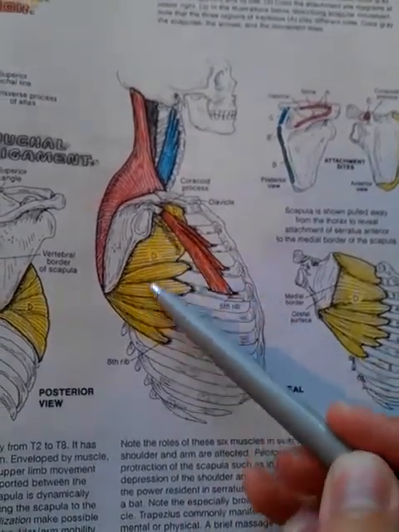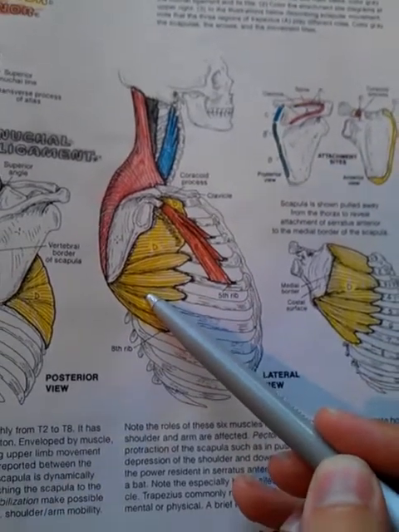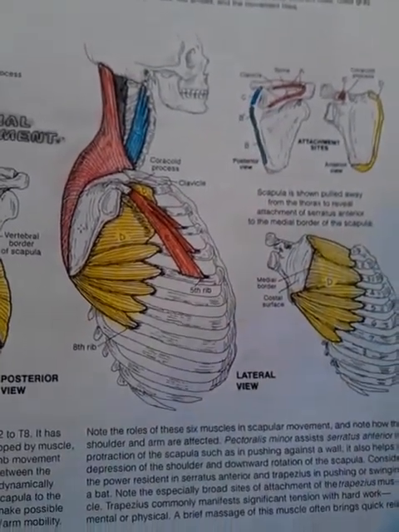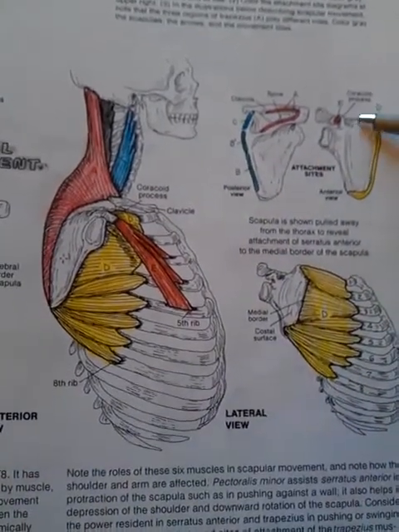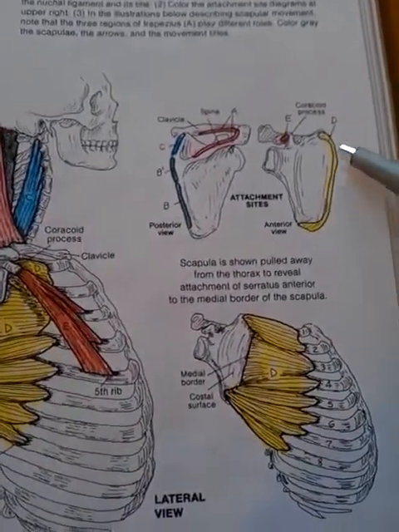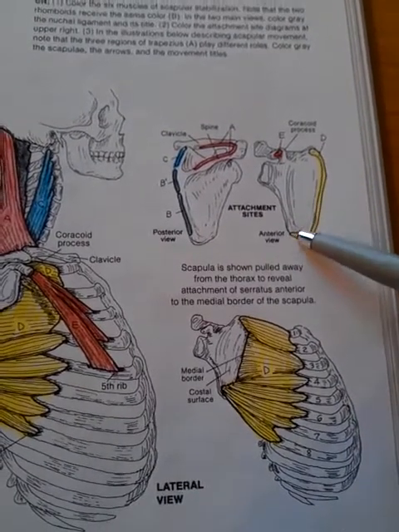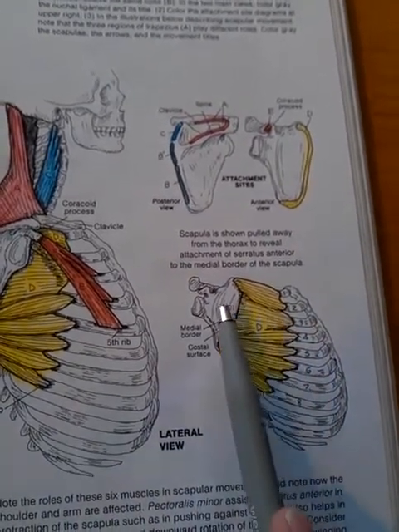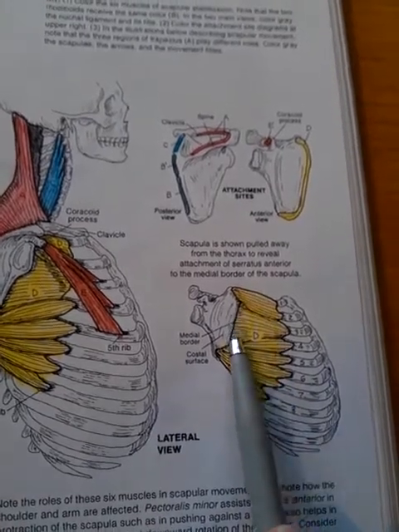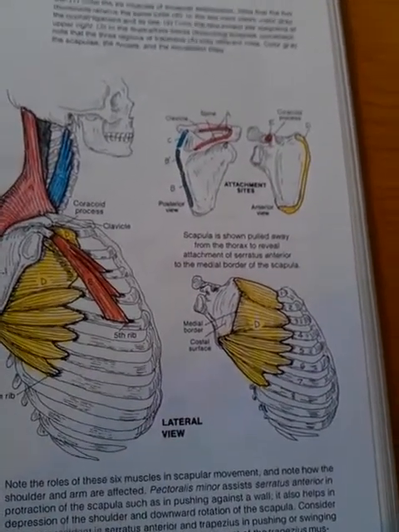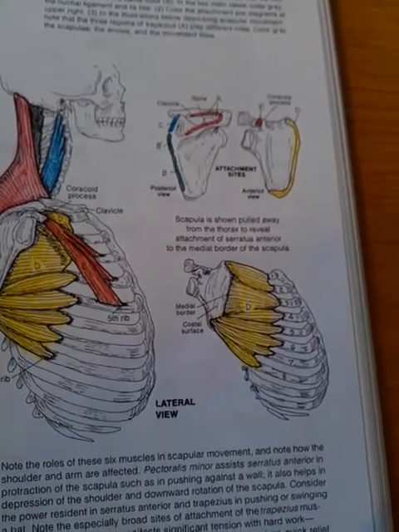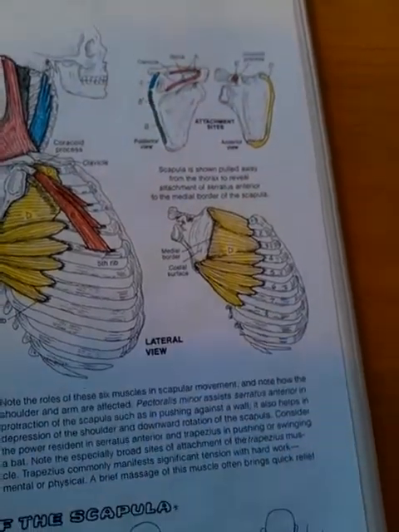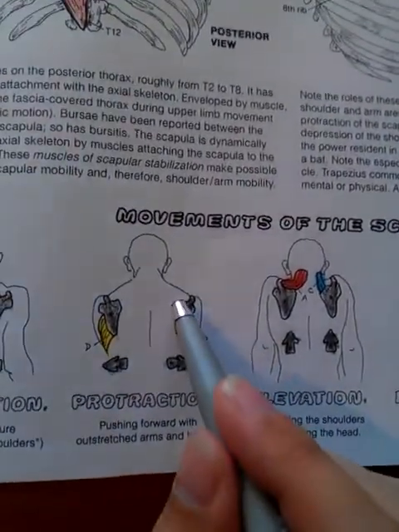And we have serratus anterior, which originates on the 1st to 9th rib and inserts on the medial border of the scapula. This is the anterior view of the scapula. So as you can see, it goes all the way to the opposite border. It is innervated by the long thoracic nerve, and the function is to draw the scapula forwards. You can see here, forwards.